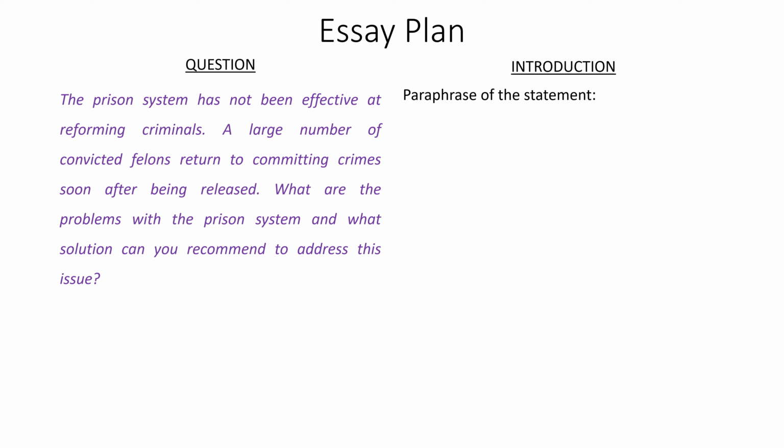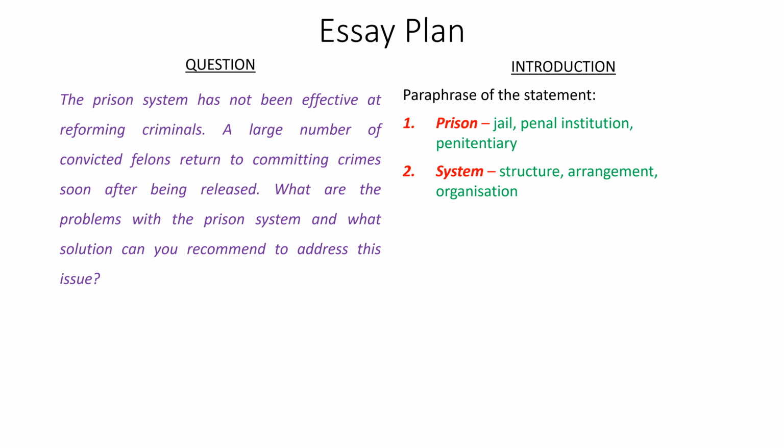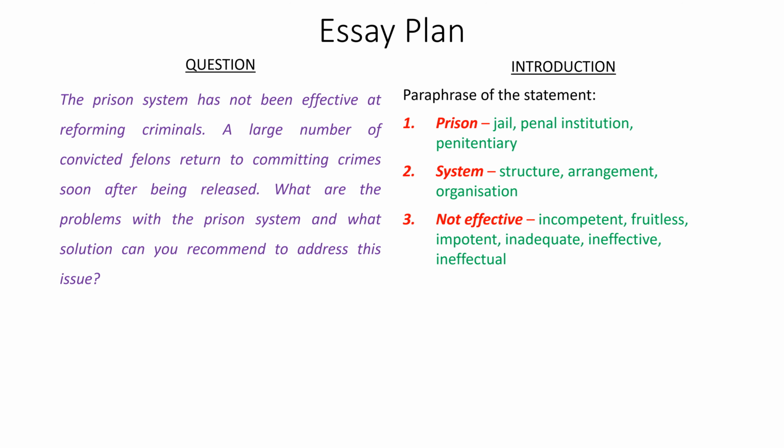Firstly, I would like to start off with the word prison. Some of the well known synonyms of this word are jail, penal institution, and penitentiary. The next word is system. System can be paraphrased with any one of these words like structure, arrangement, organization. The next word which I'm going to explore is not effective. Some of the substitutes for this word are incompetent, unfruitfulness, impotent, inadequate, ineffective, ineffectual.